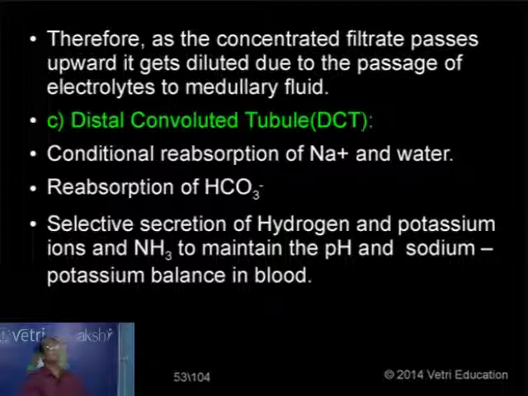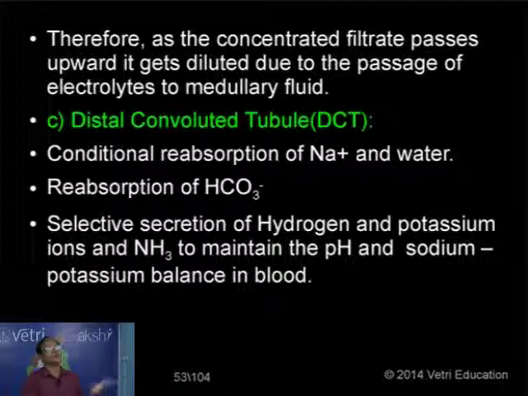And this is the region where you also have the reabsorption of bicarbonates. Whenever sodium is reabsorbed along with chloride, bicarbonate ions are reabsorbed. And this region also has selective secretion of the harmful materials I mentioned, like hydrogen ions, potassium ions, and also ammonia. These are all secreted into the filtrate by the epithelial cells of the distal convoluted tubule, as in the case of the proximal.